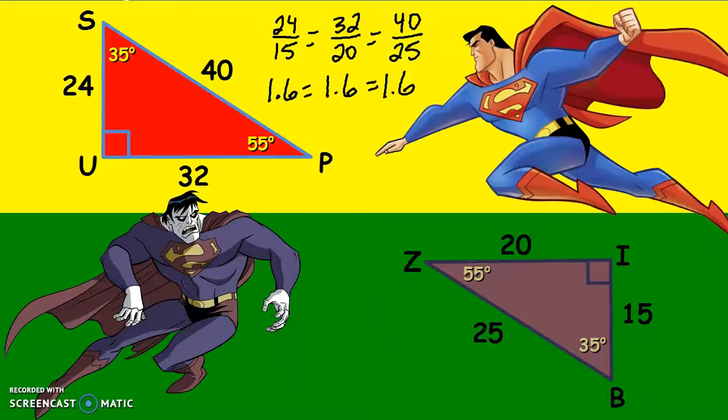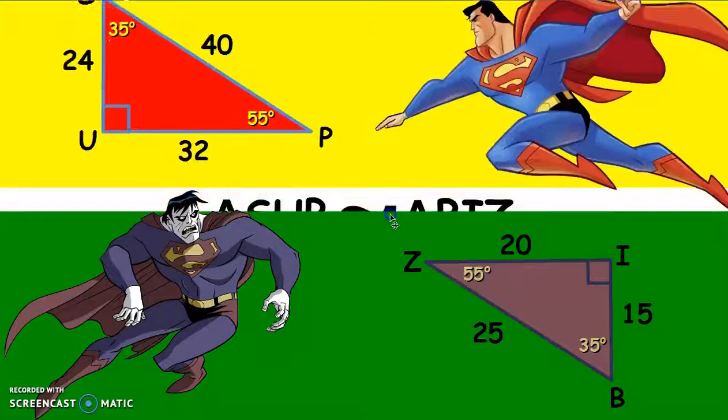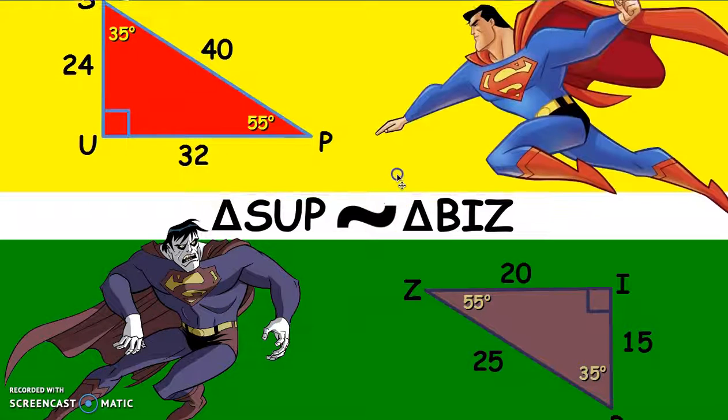That then allows me to write it as a similarity sentence, which states that triangle SUP is similar to triangle BIZ. Now the only important thing here is to note that the order of the letters matter. For instance, since S came first and S is the 35-degree angle, then B had to come first because it's the 35-degree angle, and so on and so forth.